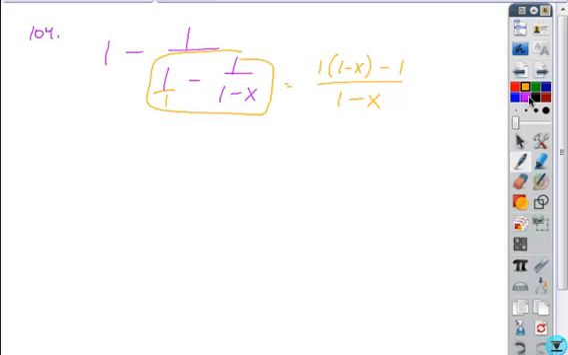It's not missing anything. So if we just distribute this 1, which is just an identity, we have 1 minus x minus 1. The 1's cancel. And so you're left with a negative x in the numerator.